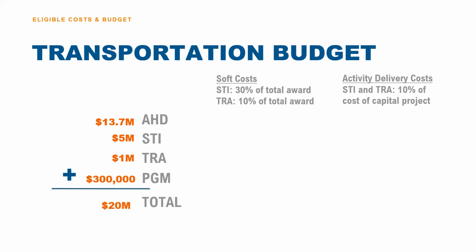Public partners can also use ASIC to pay for active delivery costs, meaning staff costs incurred by the public agency that are directly related to implementing specific capital projects or program costs. They may include project document preparation, for example, or project underwriting, or construction management, inspections, or reporting to the department. Note that active delivery costs shall not exceed 10% of the costs associated with STI and TRA projects. Don't forget that you can include these soft costs on your ASIC application.